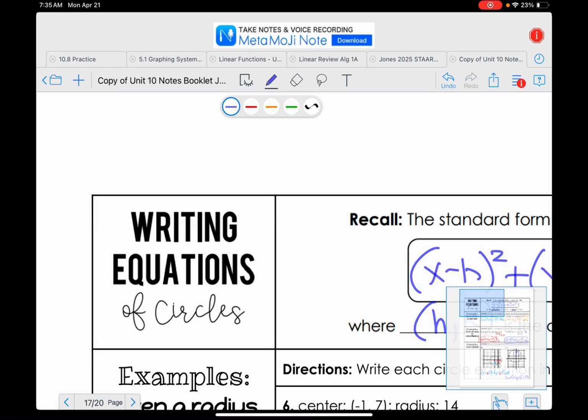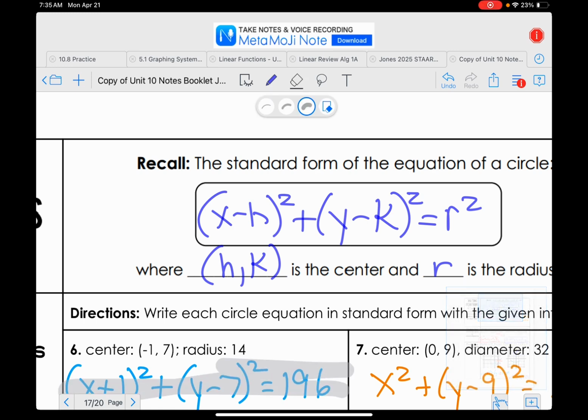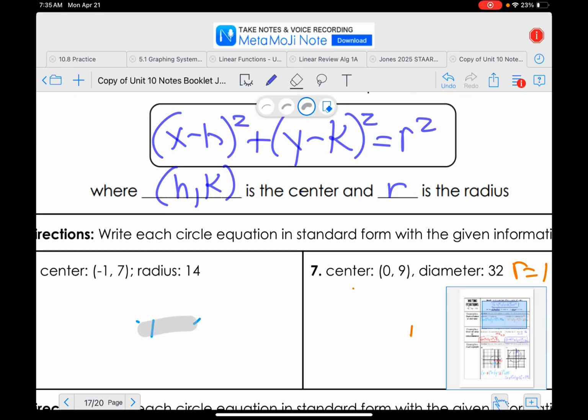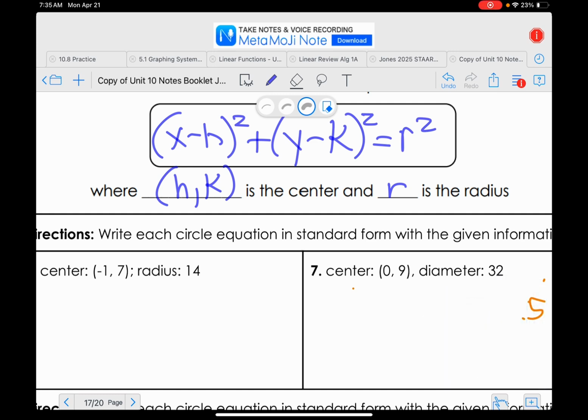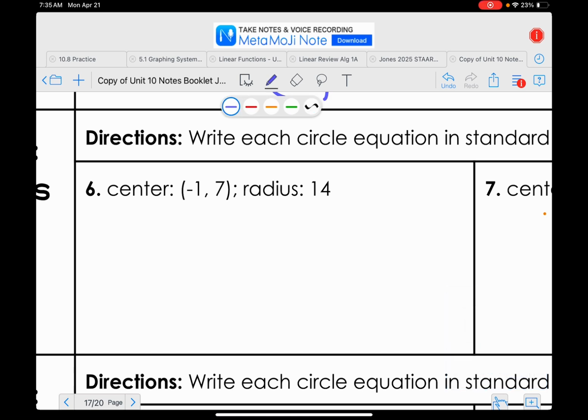So let's go to the next page. And you remember that this is the standard form. We're just going to put it up there for a reminder. And so now I've given you info, and I want you to write the equation.